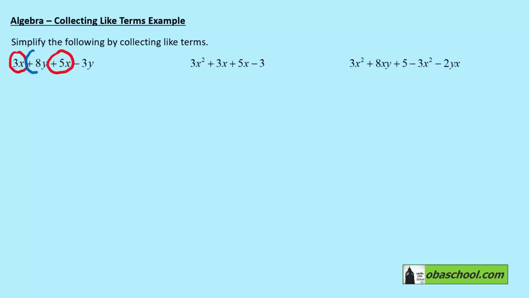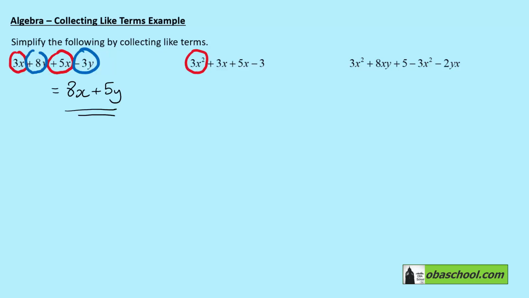And we have y. So 3x, add 5 more x's. So if we have 3 of something and we have 5 more, altogether we've got 8. So that's 8 x's. Then I've got 8 y's, and I take away 3 y's from that. So if you've got 8 of something and you take 3 of them away, you're left with 5 of them. So that's add 5y.